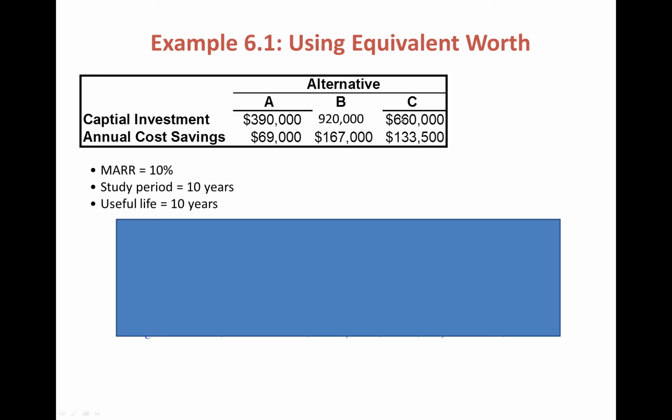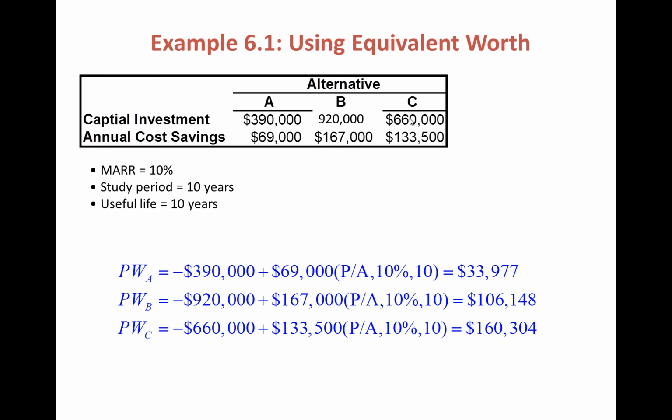$133,500. Each of these alternatives has a useful life of 10 years, and 10 years is the period that we need to have this equipment in place. And we're going to use 10% as our minimum acceptable rate of return. So if we're going to use the present worth method as our equivalent worth approach, then we would simply have the capital cost already at the present. So you can see alternative A, B, and C each has their capital costs. And then we're going to add to that the increase in revenue due to cost savings, and we're going to find the present value of that annual series, where the MARR is 10% and we're doing it for 10 years. And so you can see of these three alternatives, the greatest present worth is for alternative C.